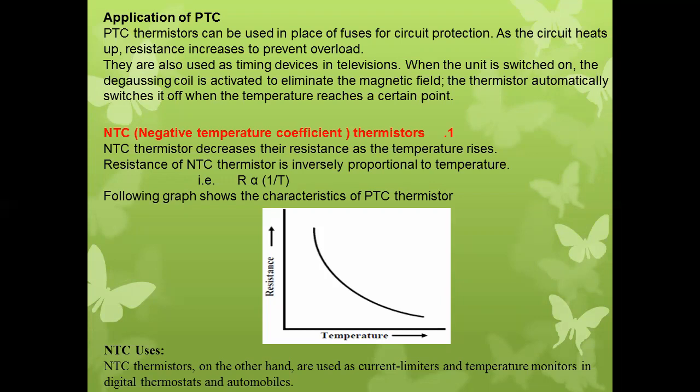Next, negative temperature coefficient thermistors. See over here the graphical representation for these negative temperature coefficient thermistors.